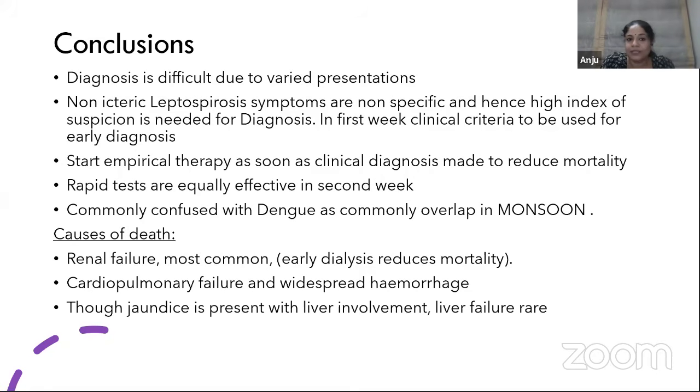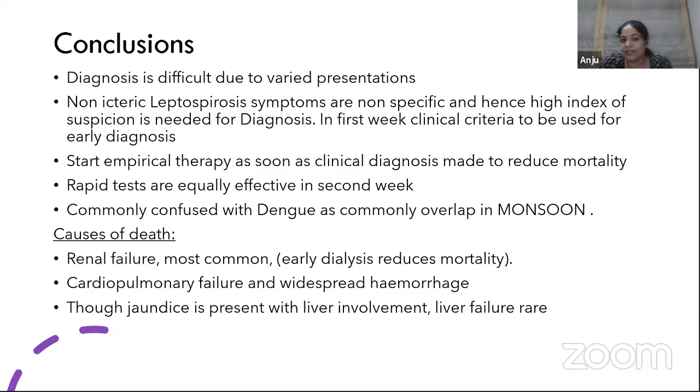Now, to conclude, the diagnosis is difficult due to varied presentations. Non-icteric leptospirosis symptoms are non-specific, and hence a high index of suspicion is needed for diagnosis. In the first week, clinical criteria have to be used for early diagnosis. And starting an empirical therapy as soon as the clinical diagnosis is made reduces the mortality to a great degree. Rapid tests are equally effective, but can be done only in the second week. It is commonly confused with dengue as they commonly overlap in monsoon.